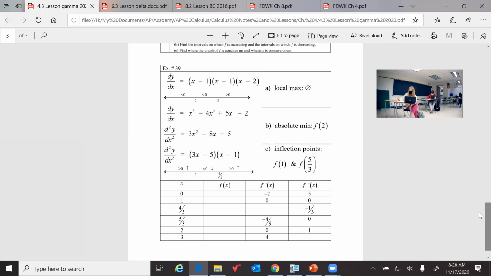What are we saying? At 2, you're going to have a min. Why? Because the derivative is negative, and then it becomes positive. That's telling you the parent graph is decreasing, and then starts to increase. So at 2, you would have a minimum of the graph.